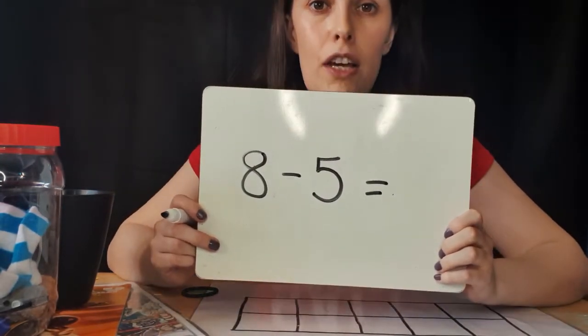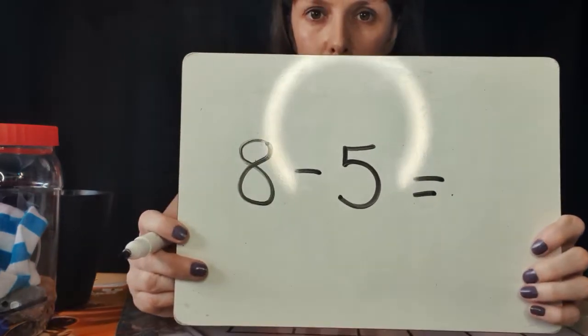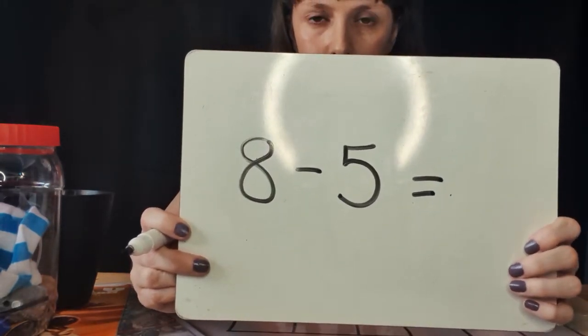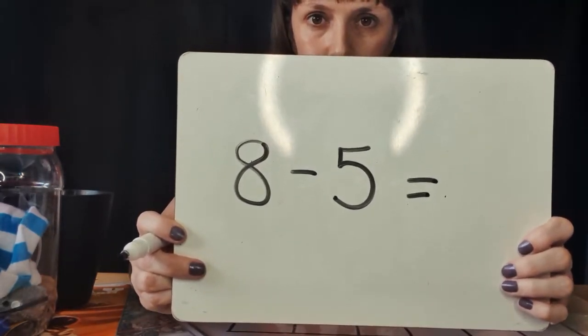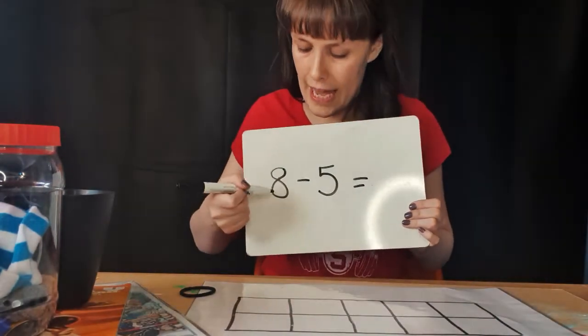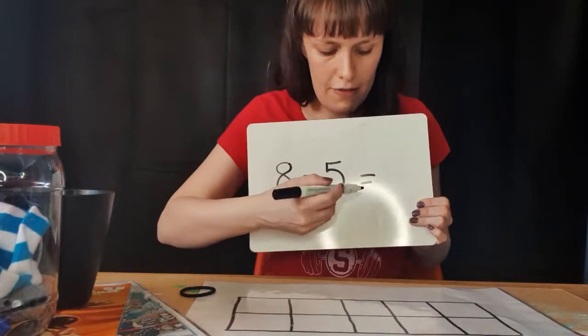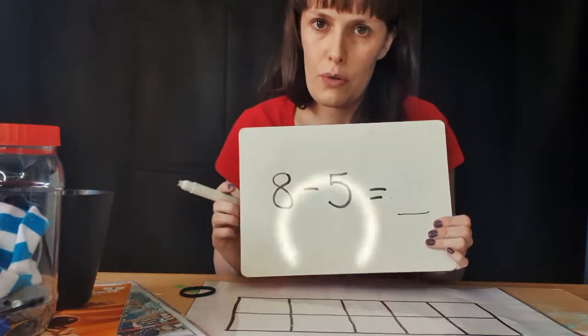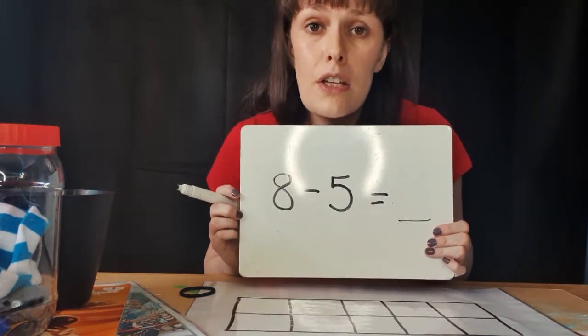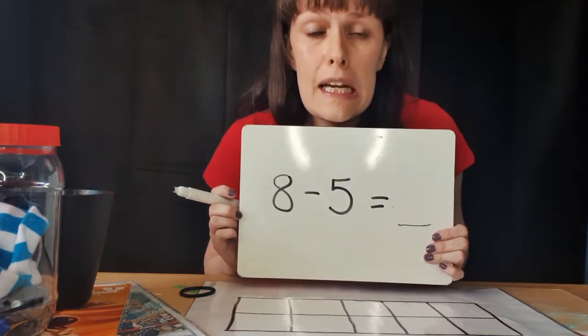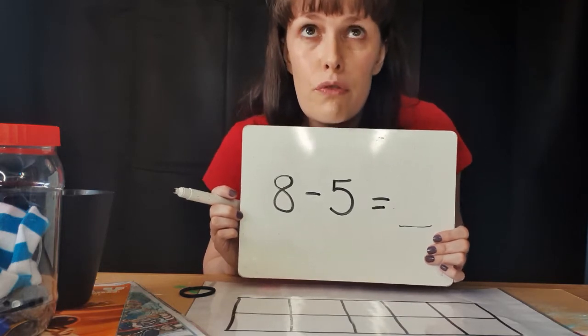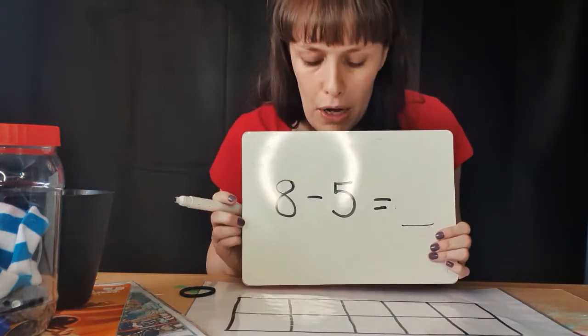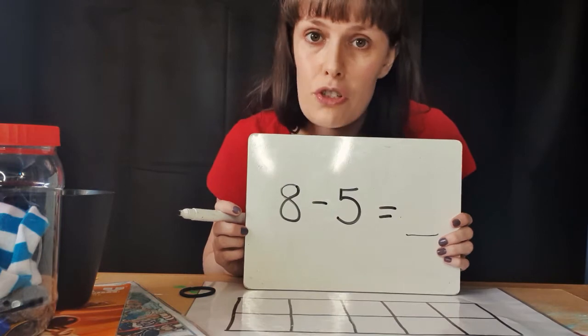So who can tell me the question that we are wanting to ask? Say it out loud for me. What we have is 8 take away 5 equals, and we would like to know our answer. Some of you can do that in your head. That is perfectly fine. Do it on your hands. You've got 10 fingers. Well, you've got 8 fingers and 2 thumbs. But we are going to use the tens frame just to double check our answer.